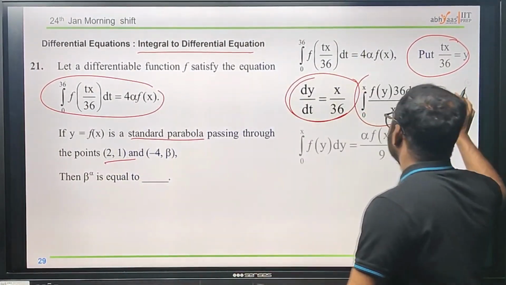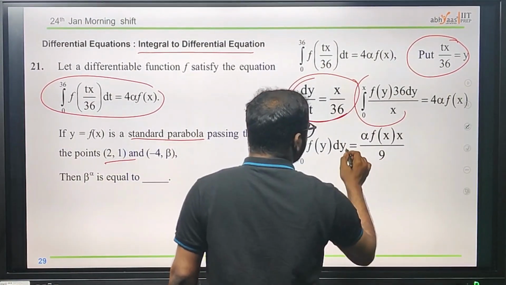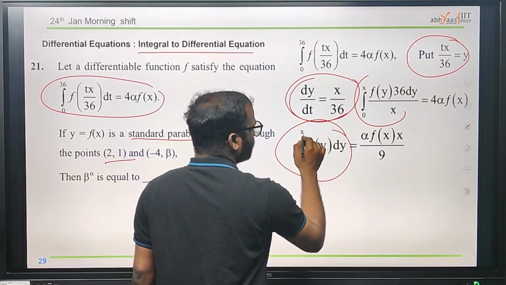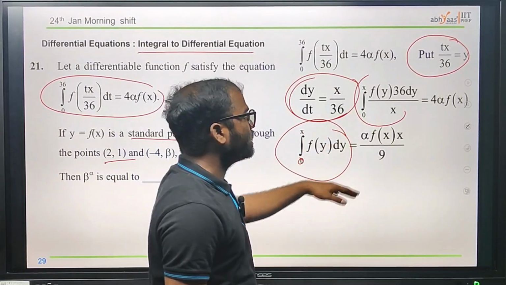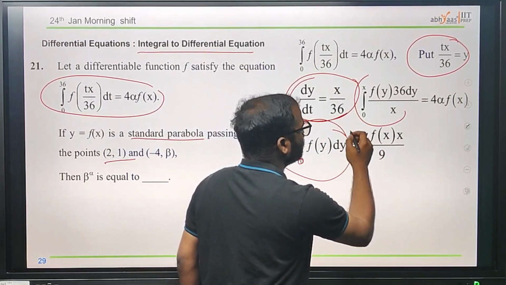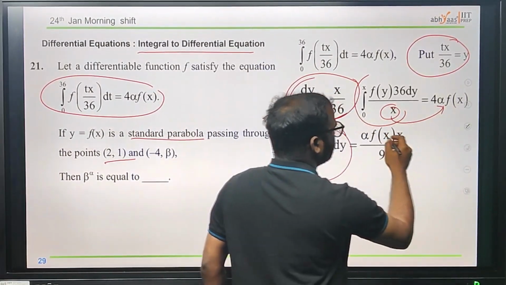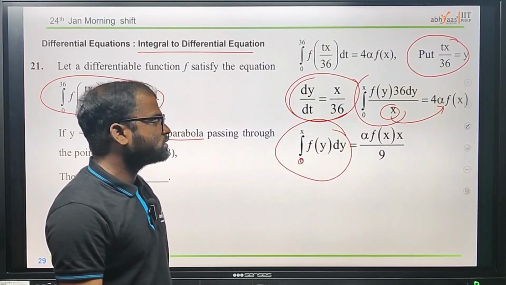For further proceedings, we take the integral from 0 to x of f of y dy. The 36 will remain on that side, therefore we will have alpha f of x, x also on this side. Then alpha f of x into x by 9.